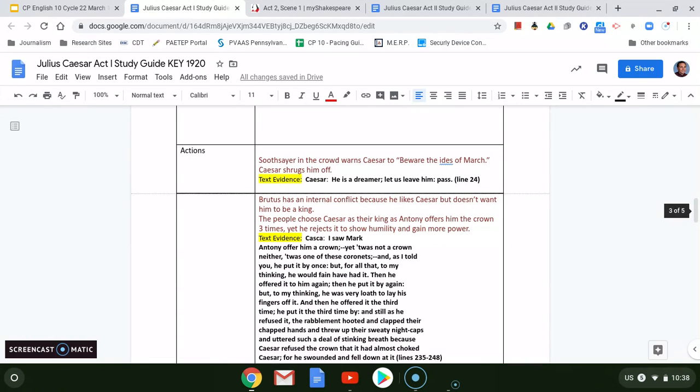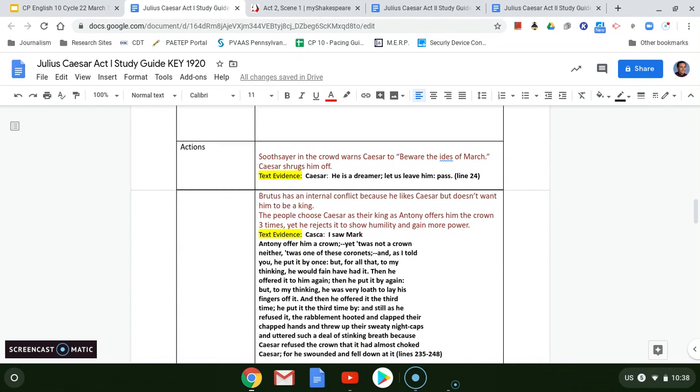So the actions, what happens? Well, the soothsayer is a fortune teller, and he is meant to provide foreshadowing and a warning. All right. He is in the crowd and he warns Julius Caesar. He says, beware the Ides of March. Watch out for March 15th. And Caesar just shrugs him off. He says, he's a dreamer. Let us leave him pass.